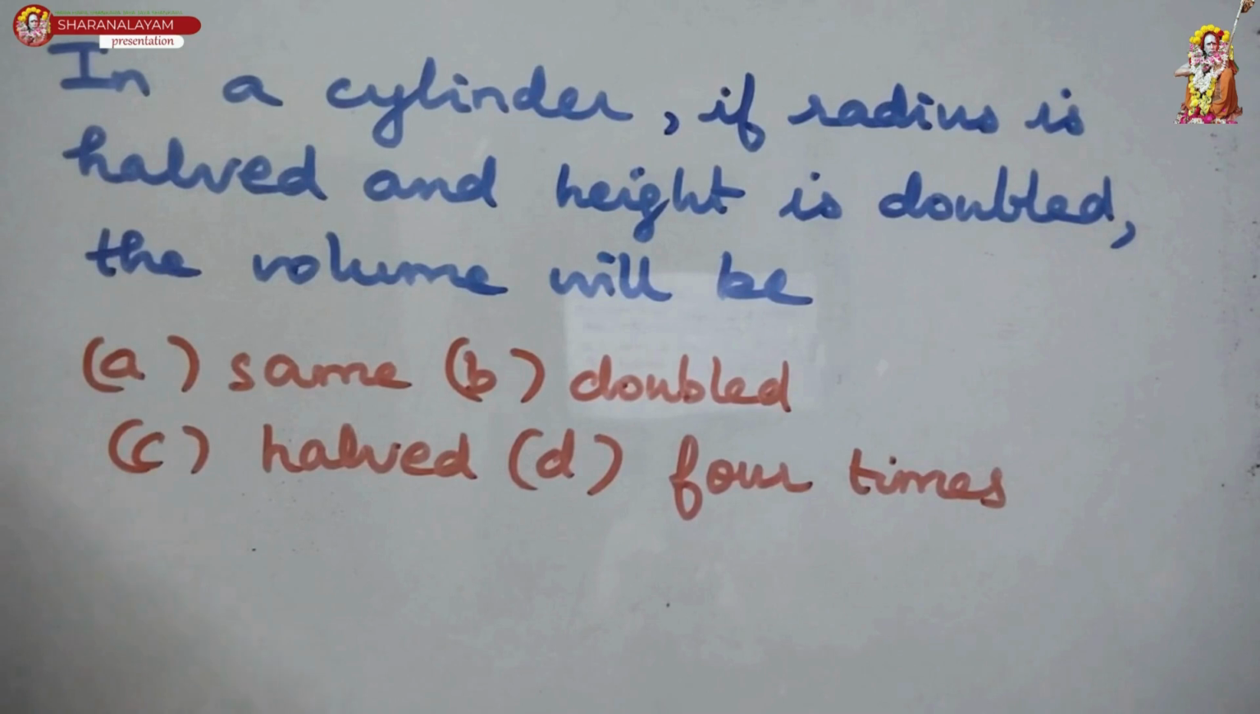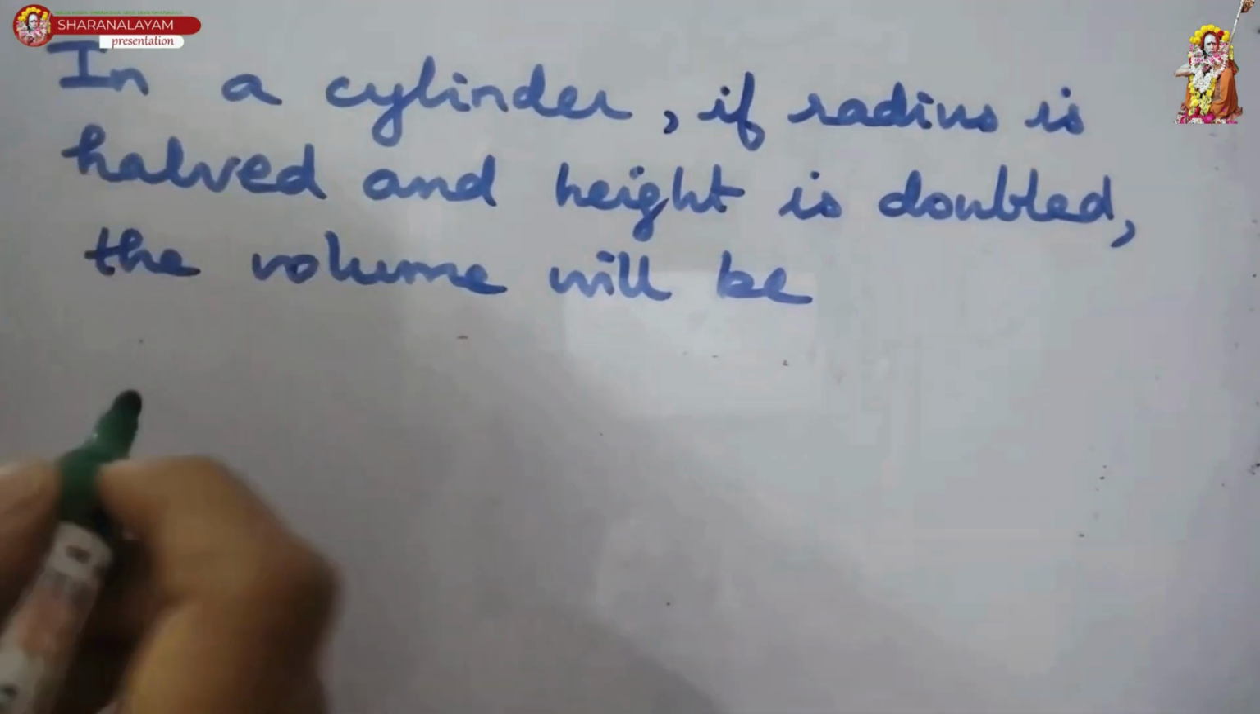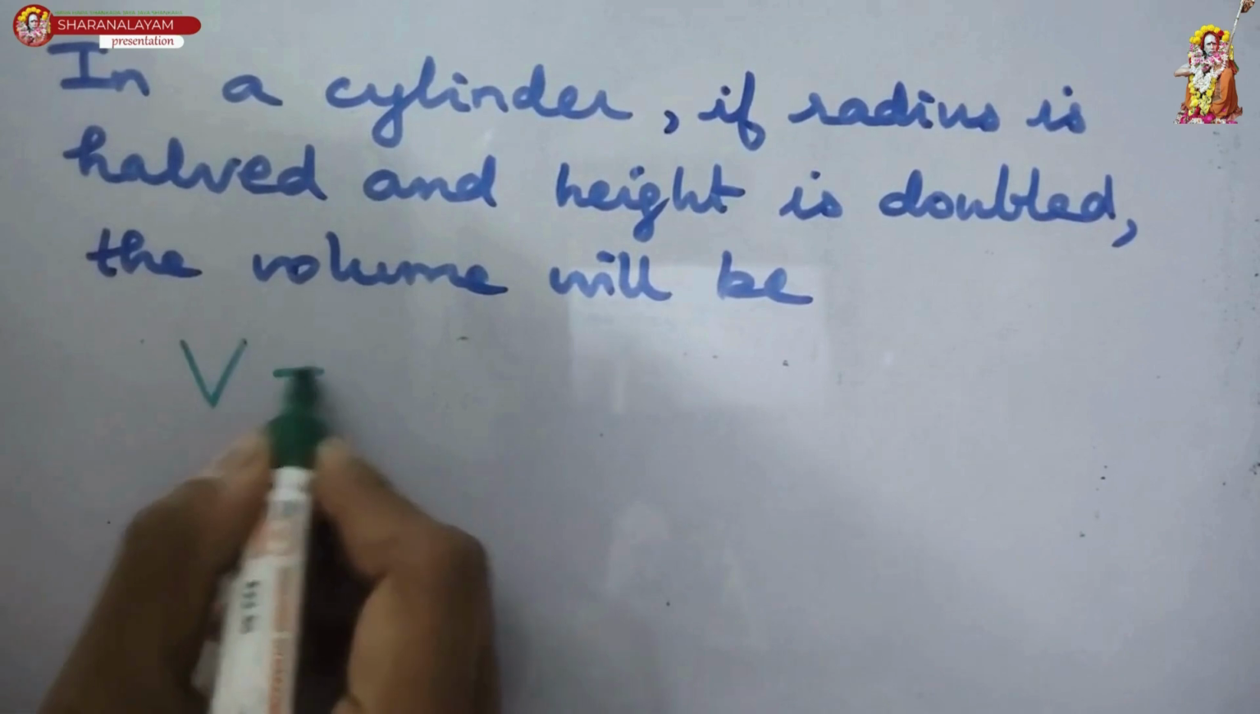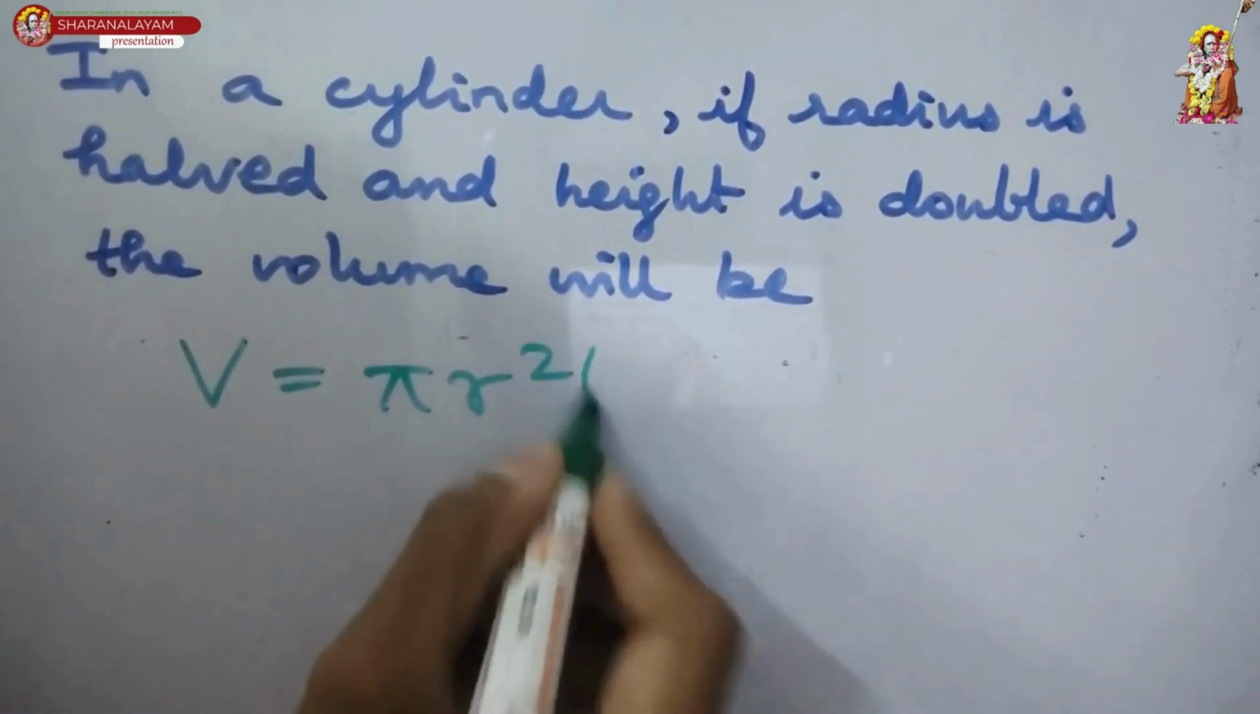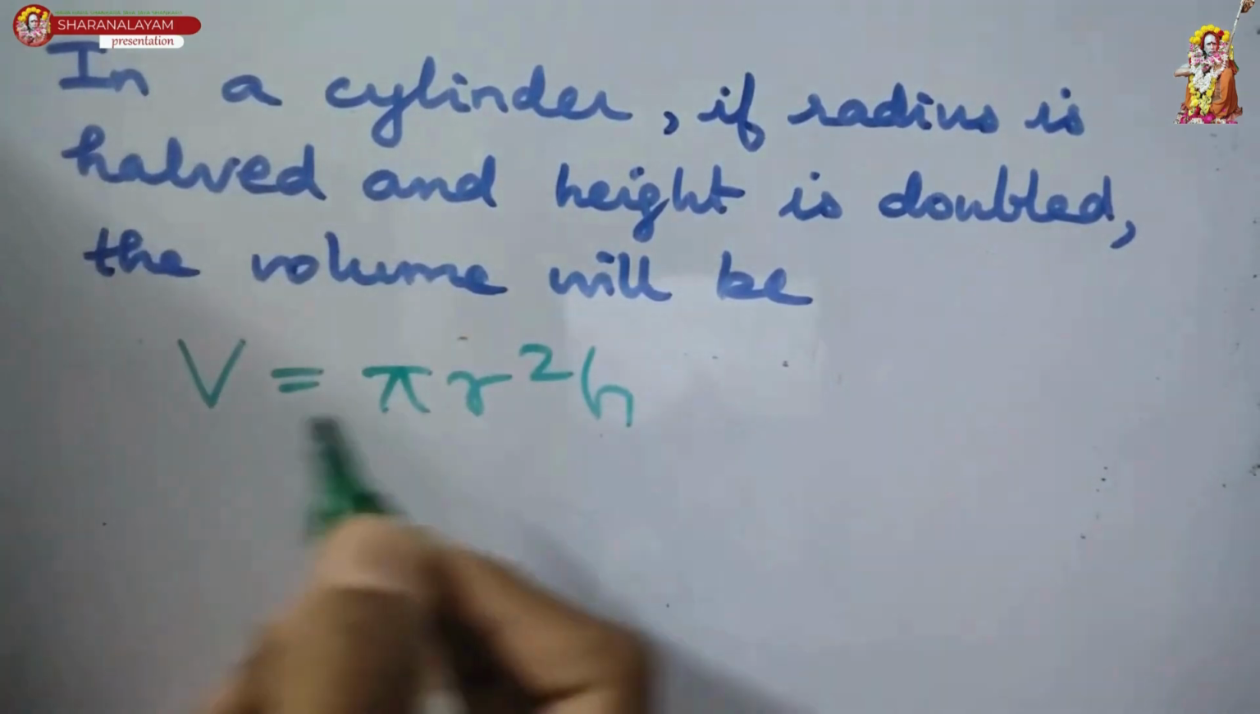First question. In a cylinder, if the radius is halved and height is doubled, the volume will be, you have 4 choices. A, same, B, doubled, C, halved, D, 4 times. So, இதோட சொல்யூஷன் எப்படின்னாக்க, நமக்கு தெரியும் இல்லையா, volume of a cylinder V is equal to pi r square h, where r is the radius, h is the height.